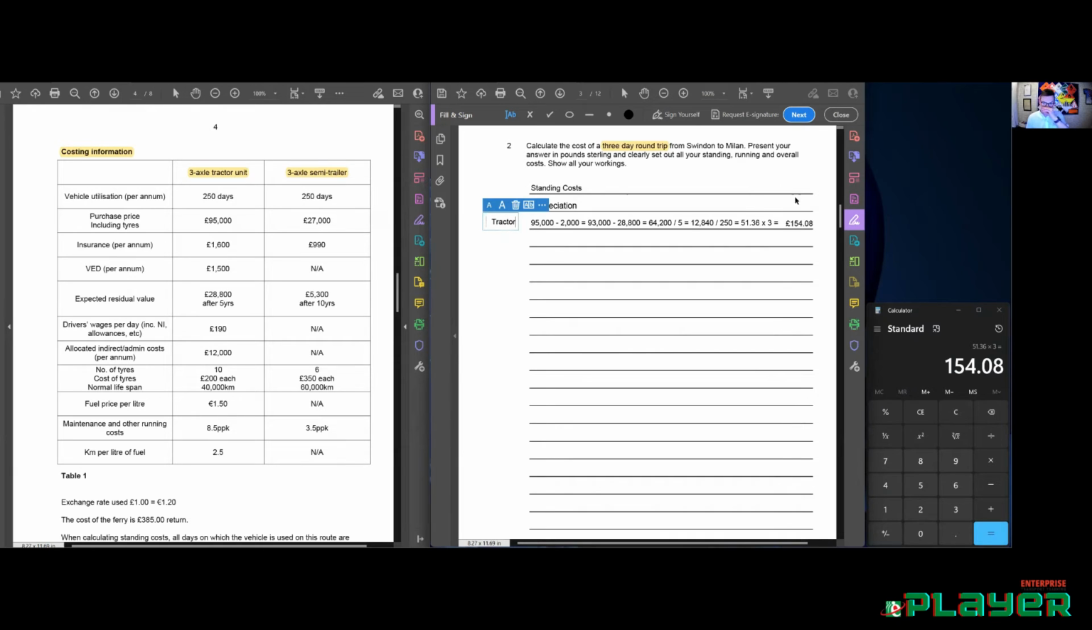And I'm going to have to do the same for the trailer. So I'm going to write over here trailer. That's going to be my next line for depreciation. And then I'm going to do the same again. Purchase price of the semi-trailer, 27,000, minus its tyre price. 6 tyres at £350 each. 6 times 350 is 2,100. So 27,000 minus 2,100.